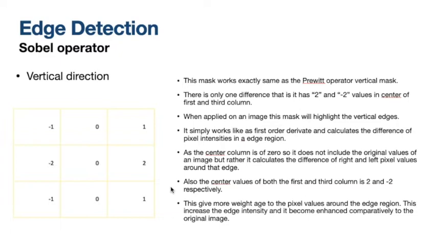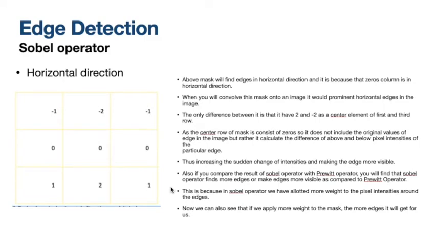Okay, then this is the horizontal mask, the Sobel operator mask, to detect the horizontal edges.